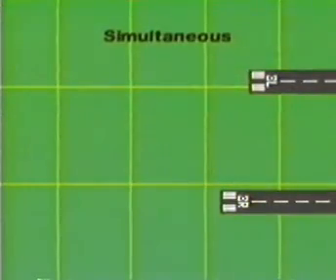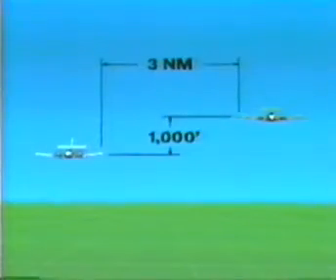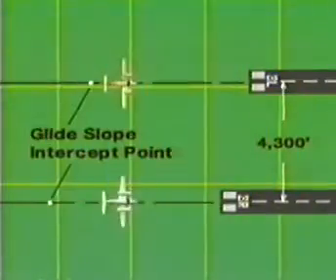Simultaneous ILS approaches may be used at airports with parallel runways with at least 4,300 feet between center lines. A simultaneous approach provides both vertical and lateral separation prior to glide slope intercept. After intercept, however, only lateral separation is provided.